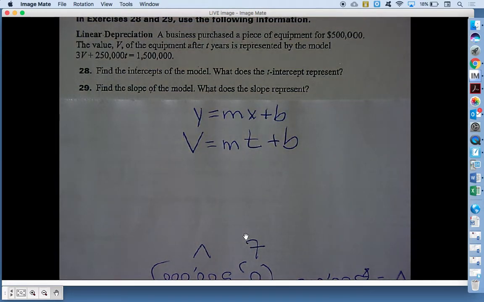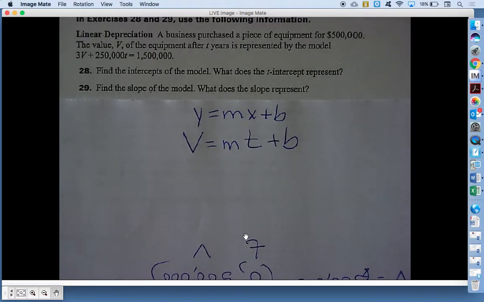So it's thinking about your x and y values, or your independent and dependent variables. Yes, Sarah? You could pick a couple of points. Could you use the 6? You can use the two intercepts. Sure, the (6, 0) and then the (0, 500,000). You could use that as well and find the slope that way.